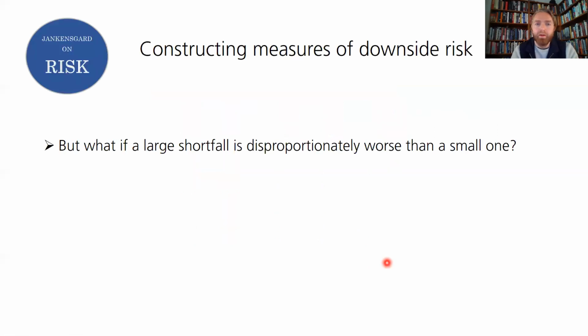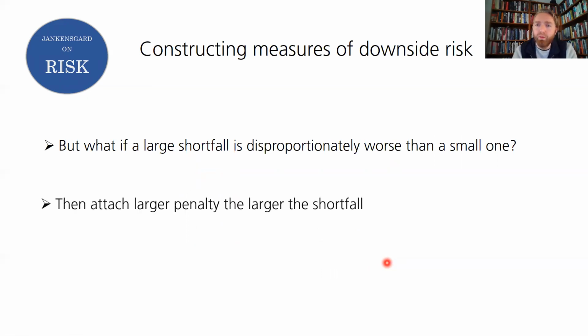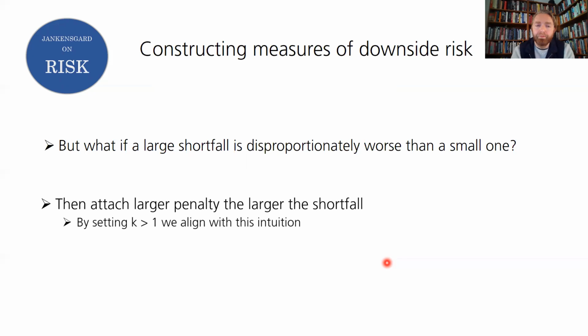But then we also have this idea: what if large shortfalls are disproportionately worse than a small one? We would like to impose a penalty on the really big ones, on the argument that that is where the really terrible stuff goes on, where it gets disastrous. You can probably survive a small shortfall, but if it gets large enough, you're in for some serious trouble, right? So on that logic, you would perhaps want to apply a larger penalty, the larger the shortfall.